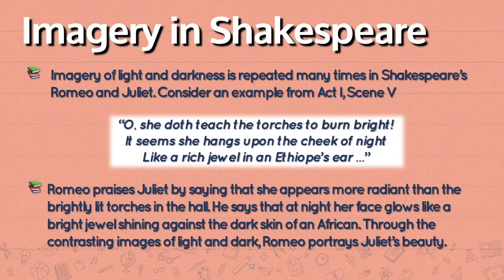Romeo praises Juliet by saying that she appears more radiant than the brightly lit torches in the hall. He says that at night her face glows like a bright jewel shining against the dark skin of an African. Through the contrasting images of light and dark, Romeo portrays Juliet's beauty.